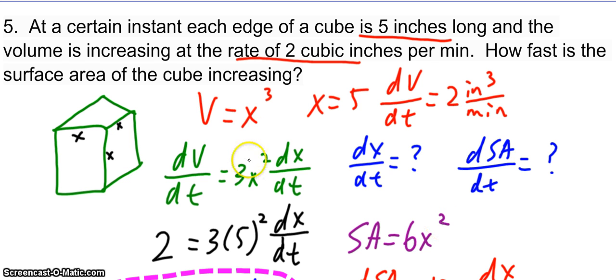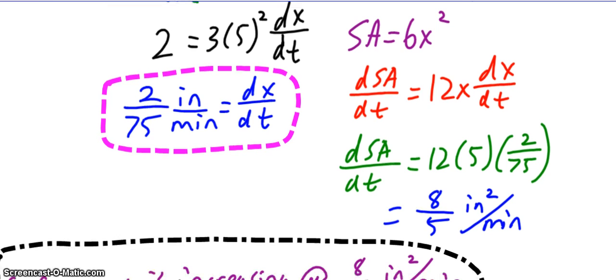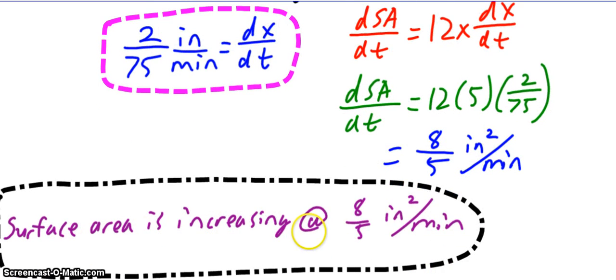Great. Alright, so the first thing I do is take the derivative of the volume with respect to time. So dV/dt equals 3x squared dx/dt. Plug in dV/dt, plug in x, solve for dx/dt. So dx/dt is 2/75 inches per minute. Good. Now I come over to my surface area equation, and I take the derivative of that with respect to time. So dSA/dt equals 12x dx/dt. Plug in all the knowns, 12, 5, 2/75, and I get 8/5 inches squared per minute. So the surface area is increasing at 8/5 inches squared per minute.